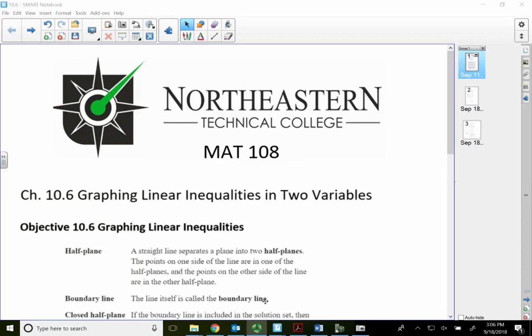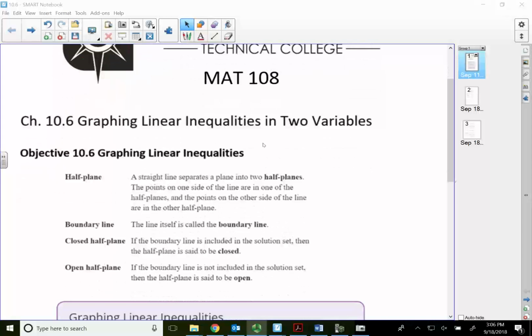A couple of definitions regarding graphing a linear inequality. Something called a half plane. A straight line separates a plane into two halves. The points on one side of the line are in one half plane, and you have points on the other side of the line in the other half of the plane. That's called a half plane.